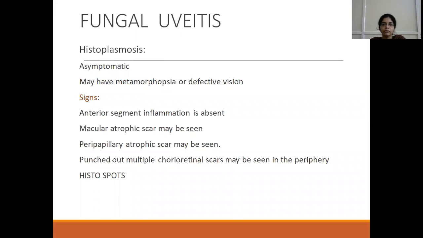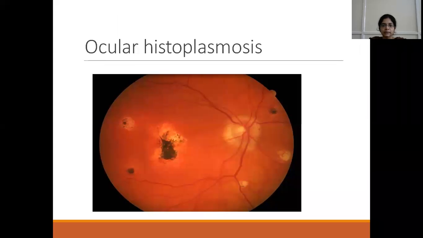Now, what about fungal uveitis? We'll go straight to the pictures. This is ocular histoplasmosis, which is slightly important. Please remember, even if you can't remember anything, ocular histoplasmosis causes something known as histospots. These histospots are nothing but atrophic spots present in the mid periphery of the retina. So these are atrophic histospots.